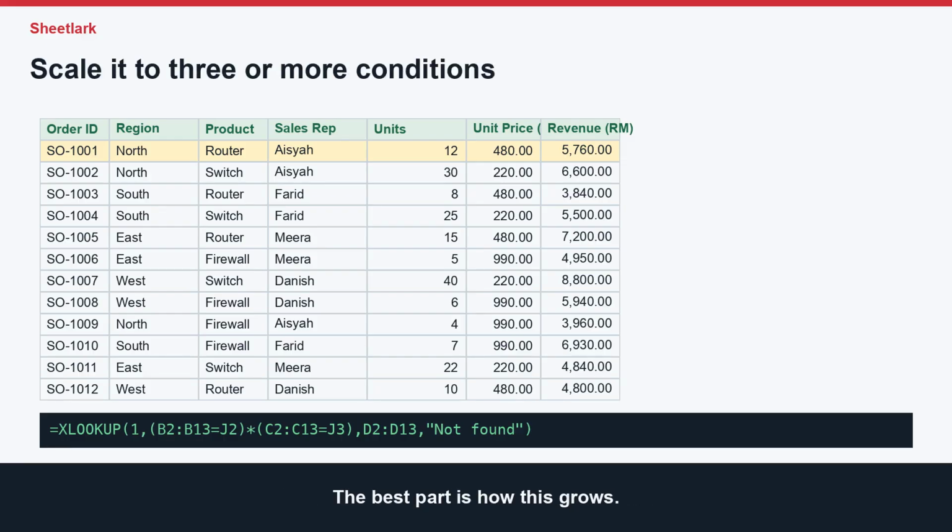The best part is how this grows. Need a third condition? Just multiply in one more bracket. Region equals this, times product equals this, times, say, sales rep equals that. As many conditions as you need, all ANDed together. Still one formula, still no helper column. That's why the boolean-multiply pattern is worth committing to memory.